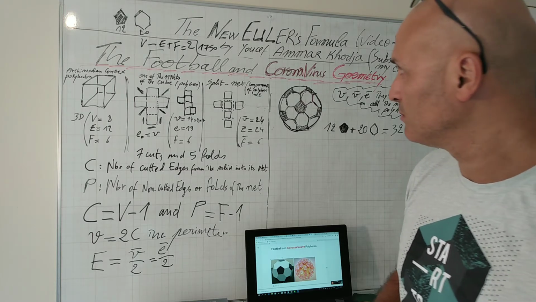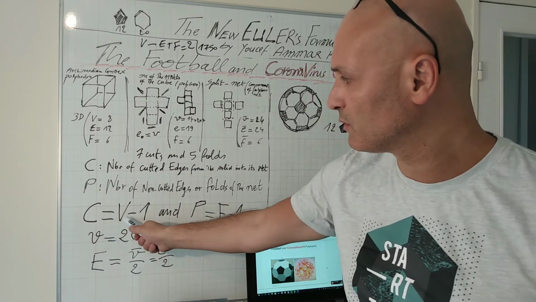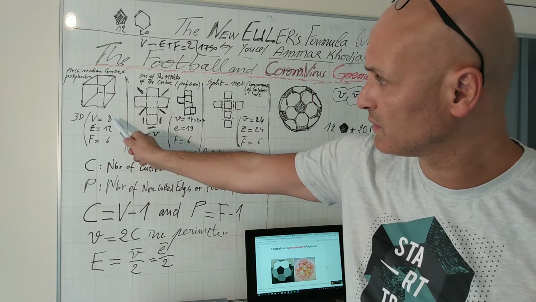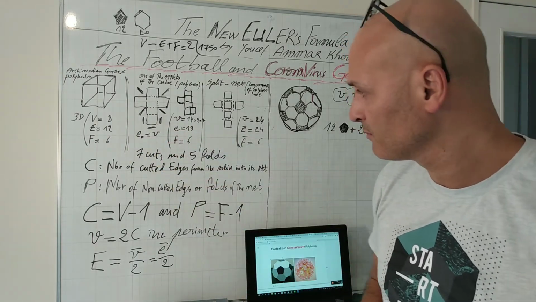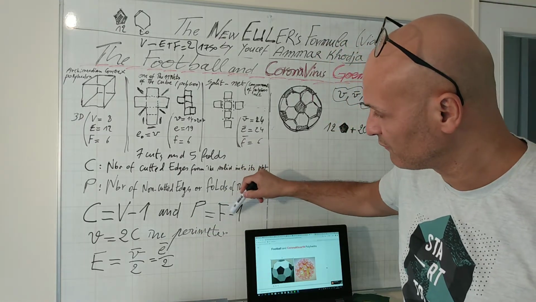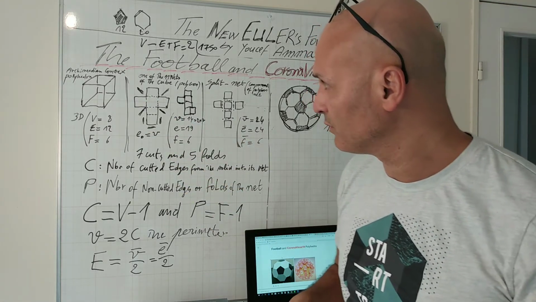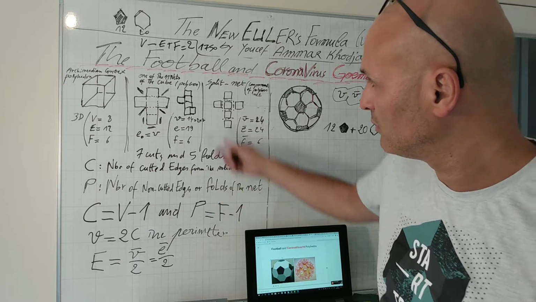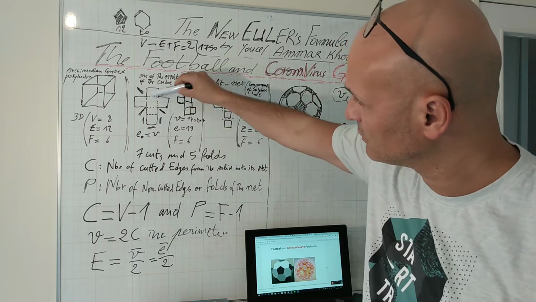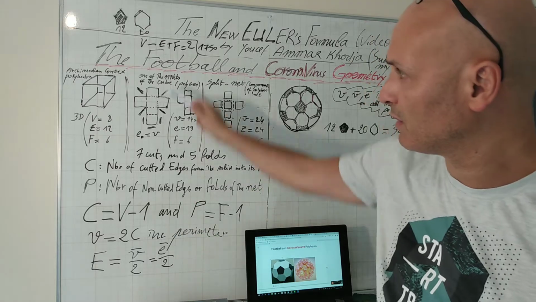I discovered back in 1988 that C, the number of cut edges, always equals the number of vertices minus 1. For example, for the cube, it's always 7, 8 minus 1. And the number of folds always equals the number of faces minus 1. For example, for the cube, the number of folds is 5, 6 minus 1. You can check it here: the folds are 1, 2, 3, 4, 5, and the cuts are 7.